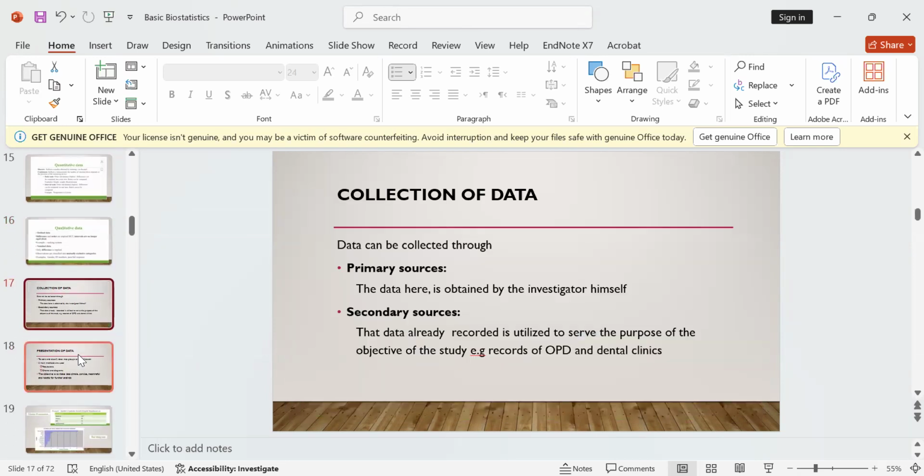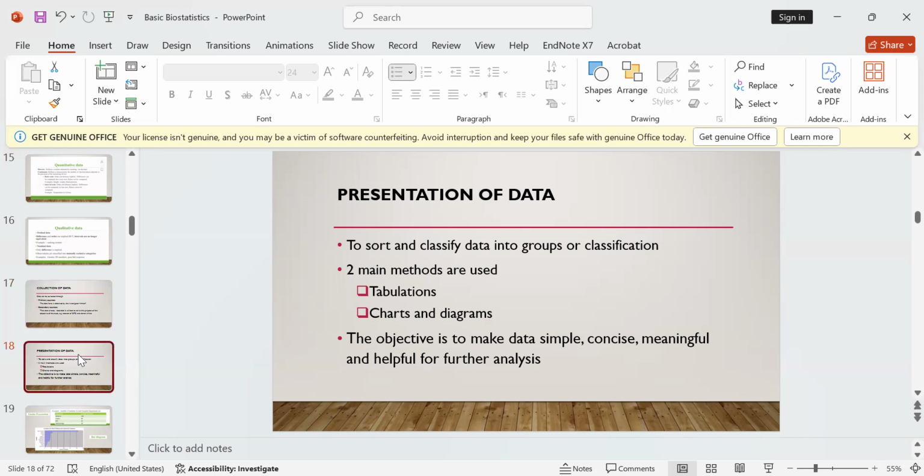Collection of data. Data can be collected through primary sources and secondary sources. For primary sources, the data is obtained by the investigator himself, and for secondary sources, the data already recorded is utilized to serve the purpose of the objective of the study. For example, records of the OPD and dental clinics.